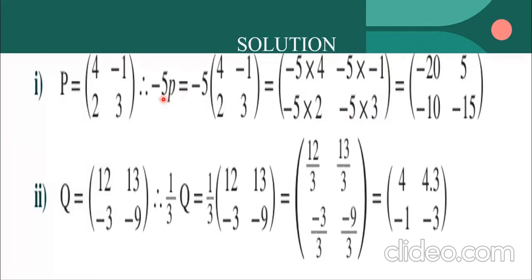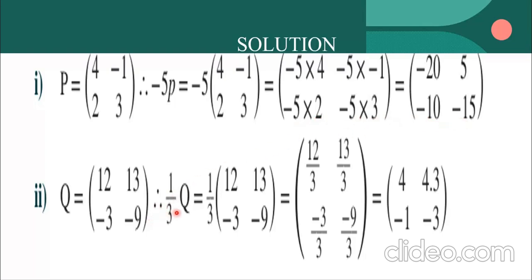So you are going to have minus 5 times P. This side will be minus 5 times 4, in that order, minus 5 times 1, minus 5 times 2, minus 5 times 3. So our results: minus 20, positive 5, minus 10, because minus 5 times 2 is minus 10, and minus 5 times 3 is minus 15.